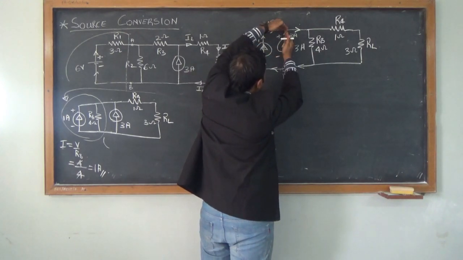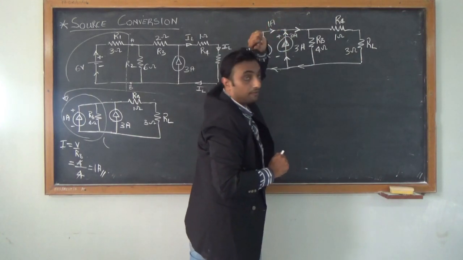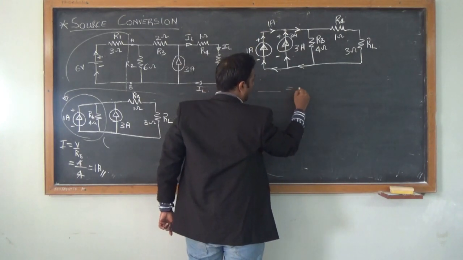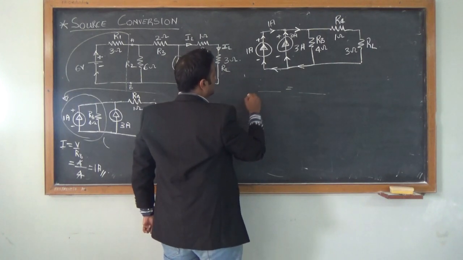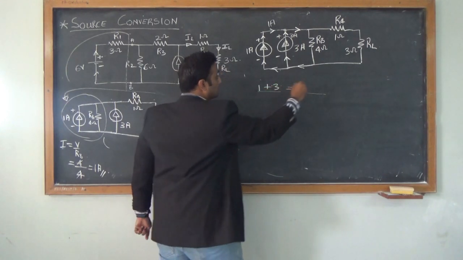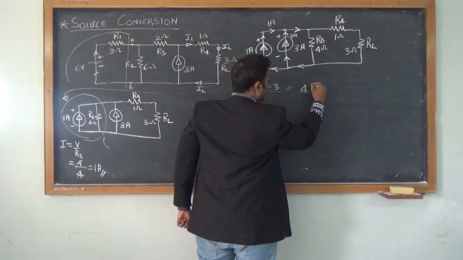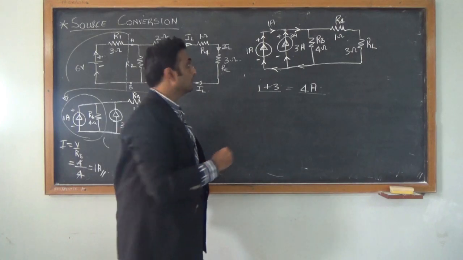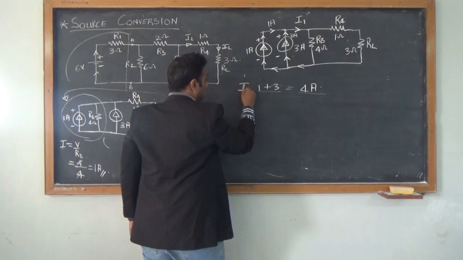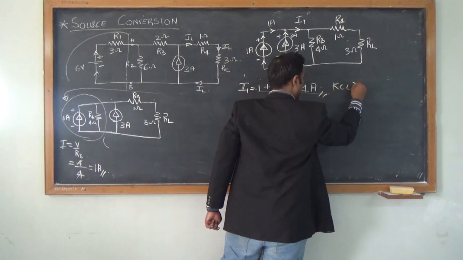So I have 2 incoming currents and 1 outgoing current. KCL states that the incoming currents equal the outgoing currents. So 1 amp plus 3 amps equals my outgoing current. What will be my outgoing current? 3 plus 1 is 4. So I got 4 amps of current. If I name this I1, my I1 will be equal to 4 amps according to KCL.